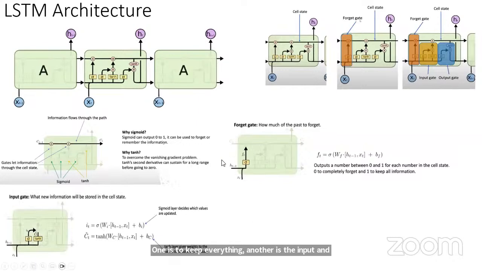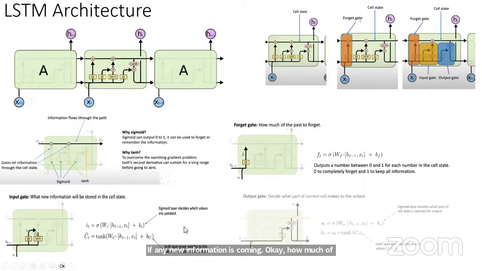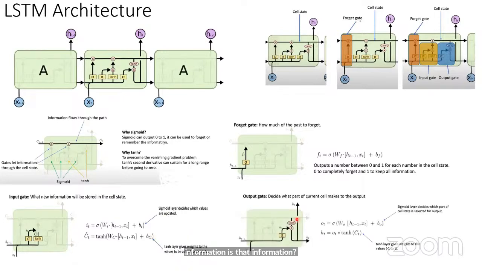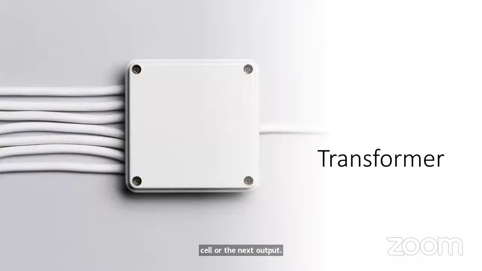The input gate decides what new information will be stored in the cell state. If any new information is coming, how much of that information should be stored? And the output is the final gate, which will decide how much of the information is to be forwarded to the next cell or the next output. So this is a very high-level introduction of LSTM and how it works.